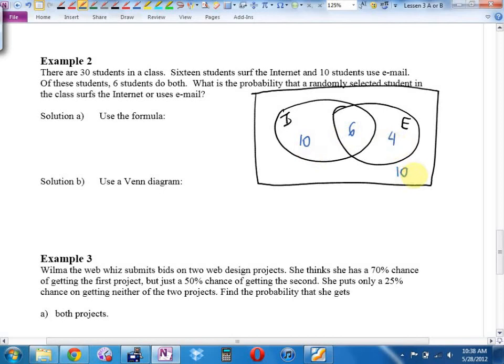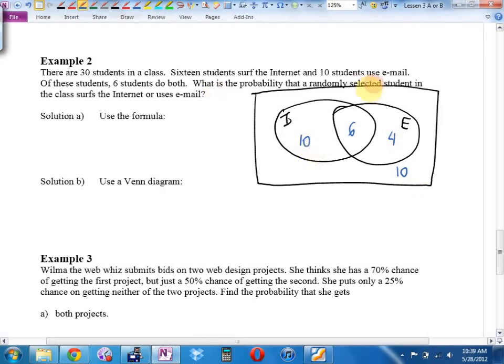The reason I like a Venn diagram also now is any question they ask me, Matthias, is staring me in the face. What are the odds that a kid doesn't surf the internet or email? 10 out of 30. What are the odds that a kid only has an email address? 4 out of 30. What are the odds that a kid surfs the net but doesn't do email? 10 out of 30.